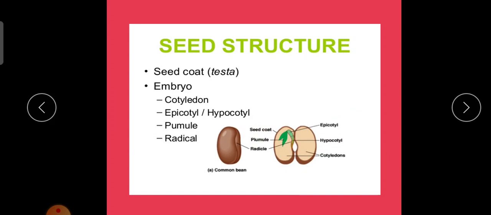If in any plant the cotyledons grow upward above the soil, then that kind of germination is known as epigeal germination. When the cotyledons of any seed remain in the soil and do not grow above the soil, then that kind of germination is known as hypogeal germination. Hypogeal germination occurs in wheat, maize and rice. In this bean seed, epigeal germination occurs because the cotyledons continue to grow above the soil.